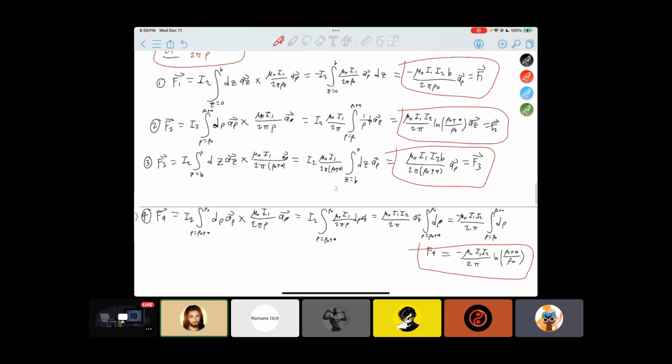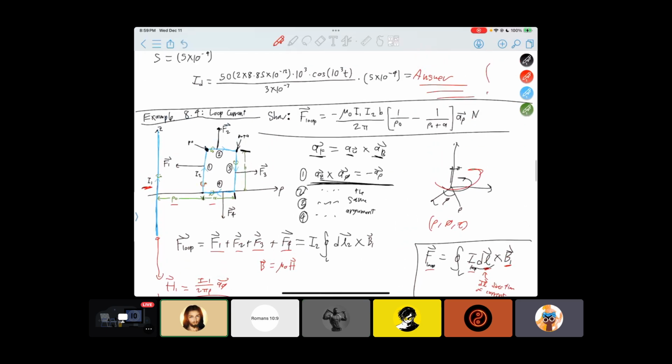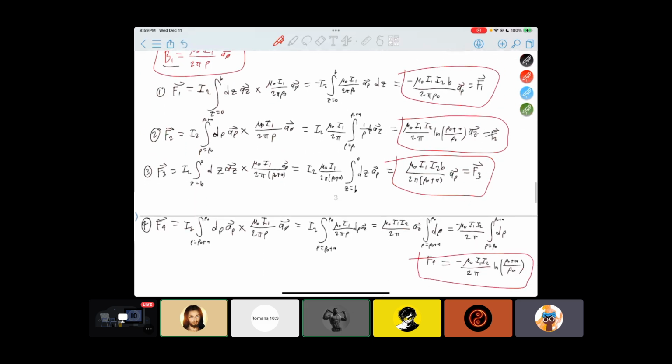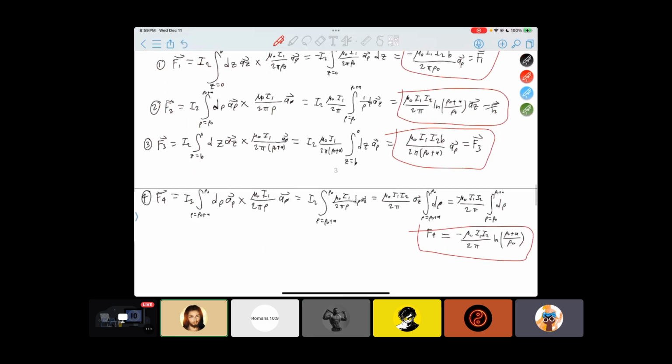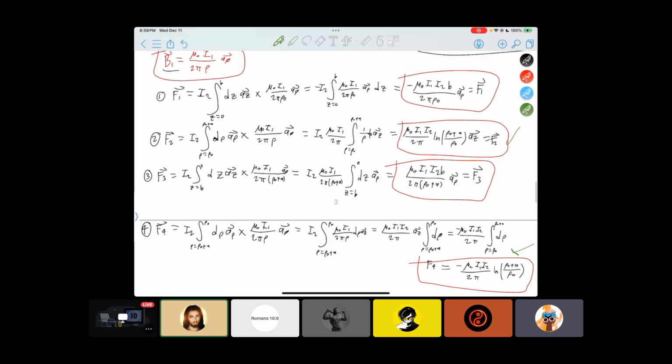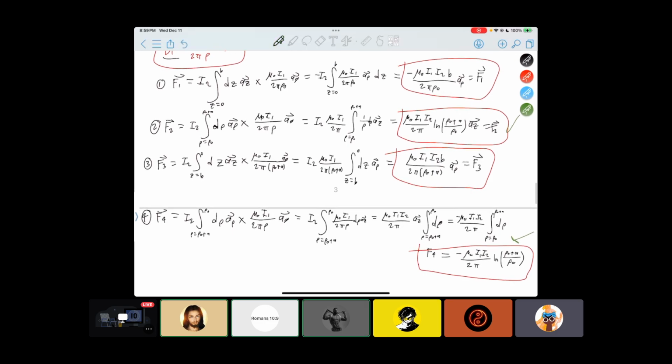All right, so now how do you prove this equation right here? Well, what do you need to do? First of all, let's just add F2 and F4 together. This guy and this guy. What do you notice about these two? They're repulsive. Yeah, this one's positive, this one's negative, so that goes bye-bye. So what are we left with? Just F1 plus F3.